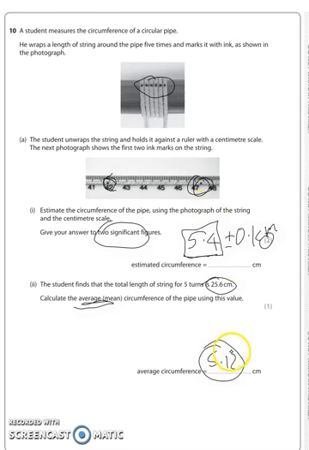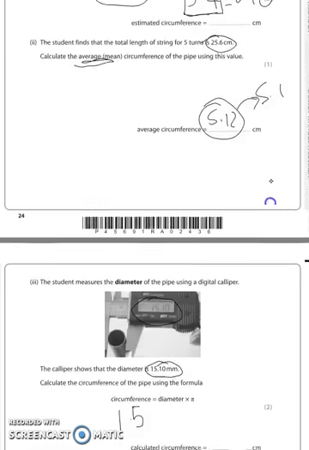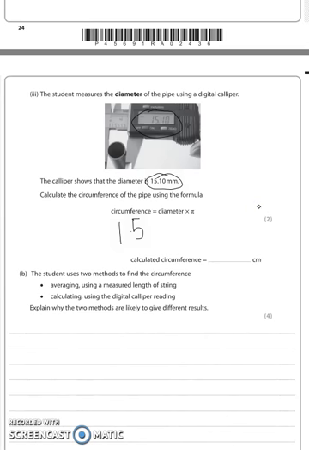They were going to let you have two significant figures here, so you could have put 5.1 because they did ask for two significant figures up there. Then for this one, what they're asking you to do is it shows using a digital caliper that the circumference is 15.10 millimeters. Find the circumference.